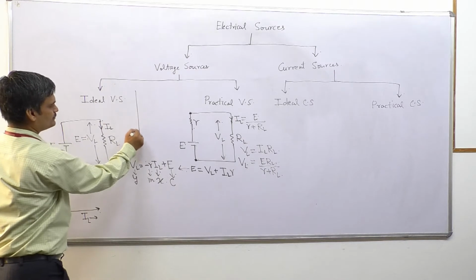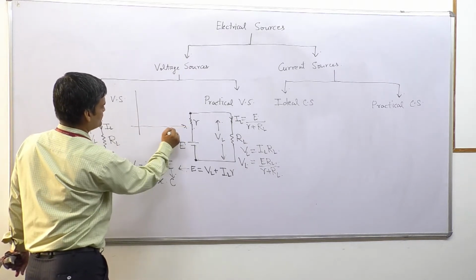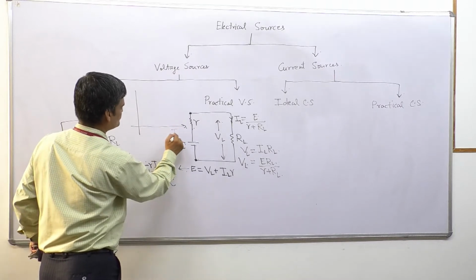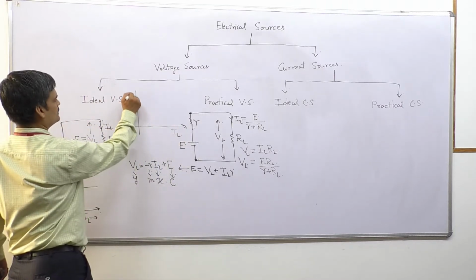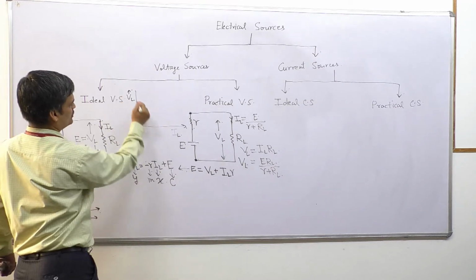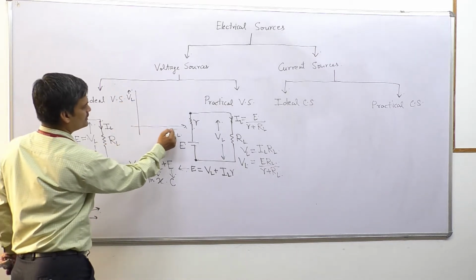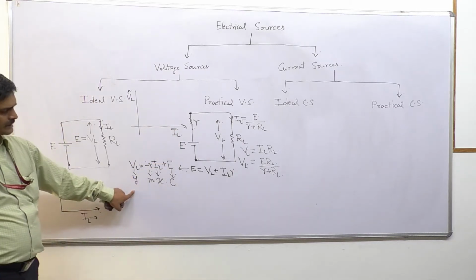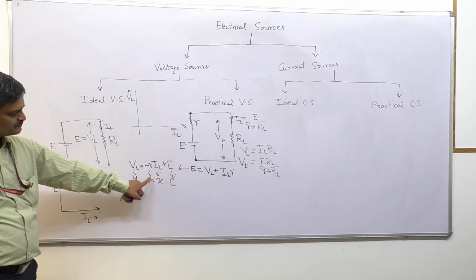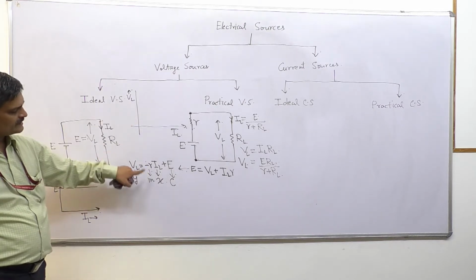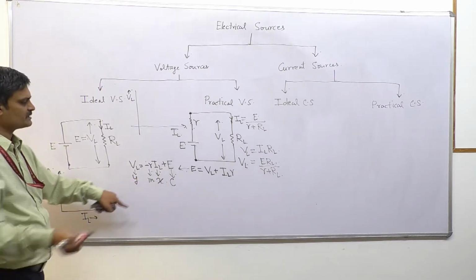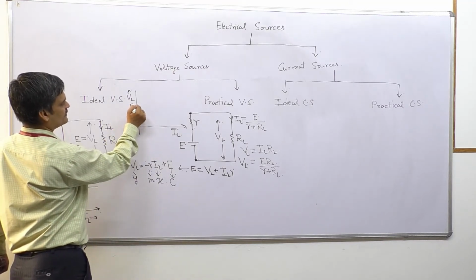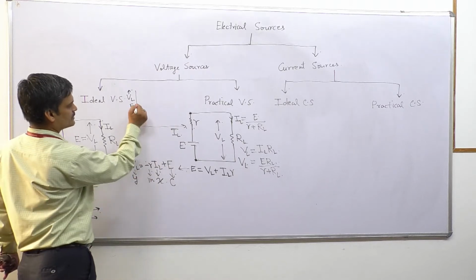This is IL with respect to VL. So we are going to plot VL against the load current IL. So what kind of characteristic do we get from this equation? The line is having a negative slope and the y-intercept is E. So y-intercept is E and the line is having a negative slope equal to R.